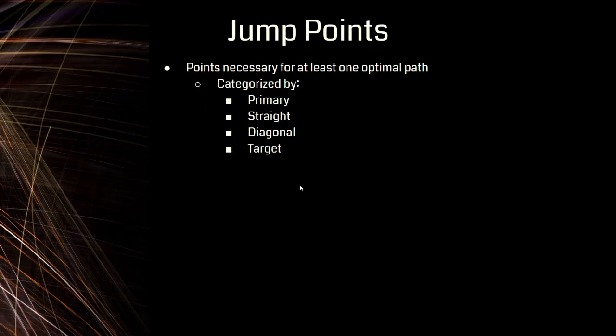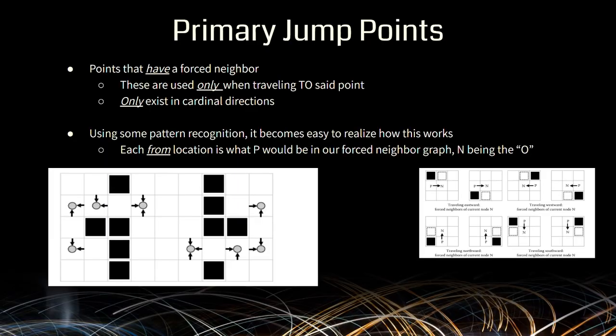Now there's jump points, and they can get categorized as primary, straight, diagonal, or target points. Primary jump points are points that have a forced neighbor, and they are used only when traveling to the point, and they only exist in cardinal directions. Again, you can use some pattern recognition to realize that essentially if a node exists on the edge of a wall somewhere, it's going to have some sort of primary jump point.